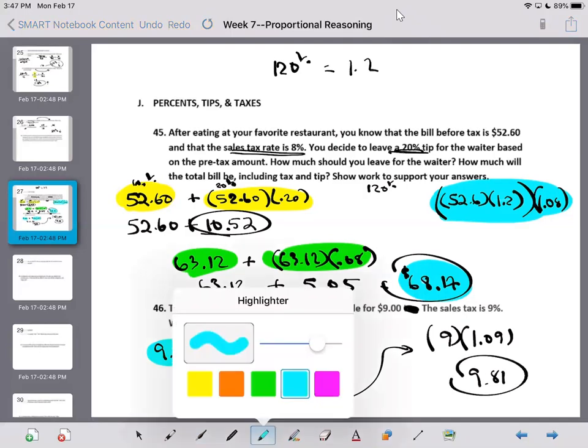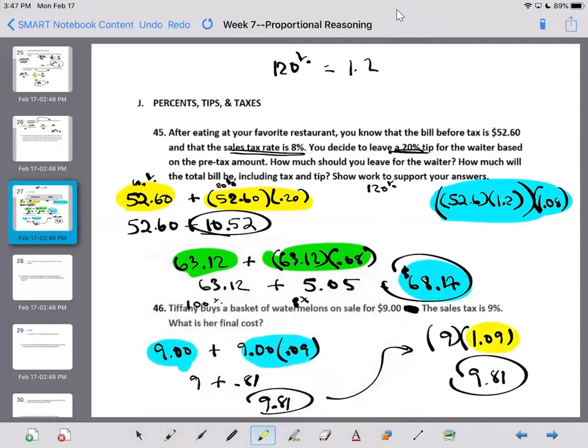Remember, in yellow, right here, the bottom, where did that 1.09 come from? It came from the total amount that the sale was for the watermelon plus the tax. So 100% plus 9% was 109%.